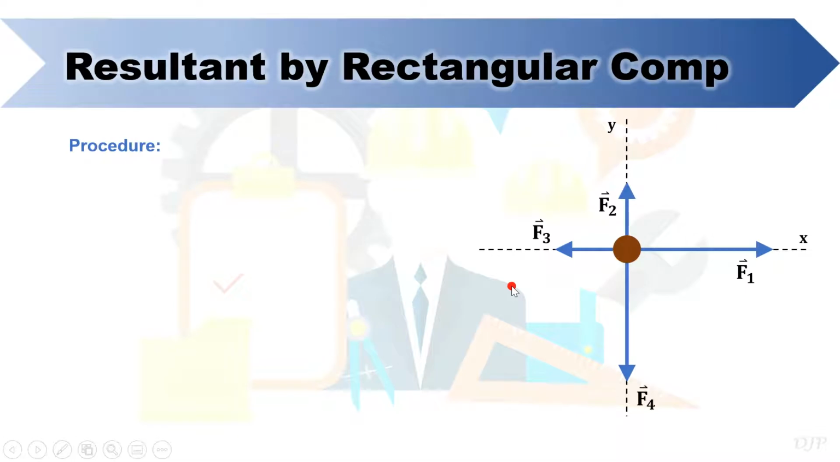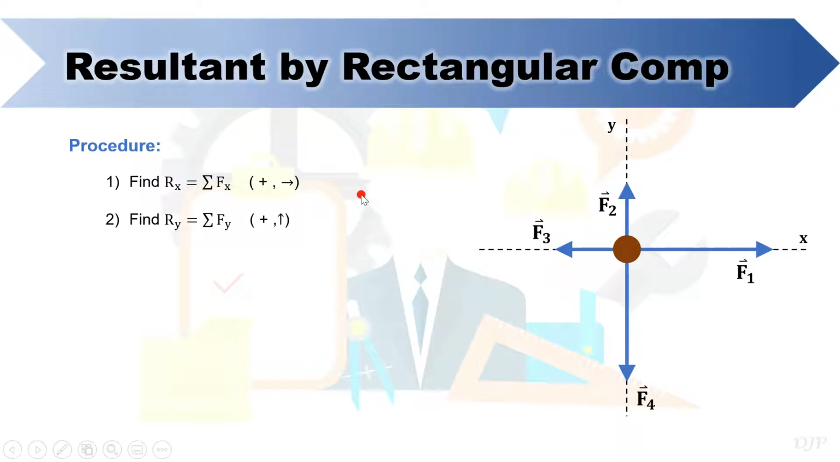This method can be performed in 5 steps. First, find the resultant along the horizontal or x-axis by summing all the horizontal components of the given forces. You may designate all forces directed to the right as positive, thus forces directed to the left are negative.